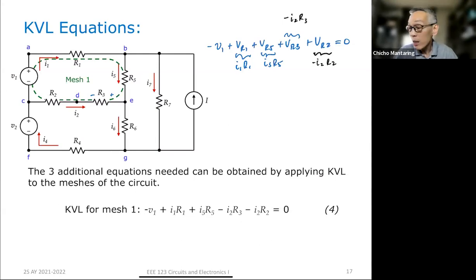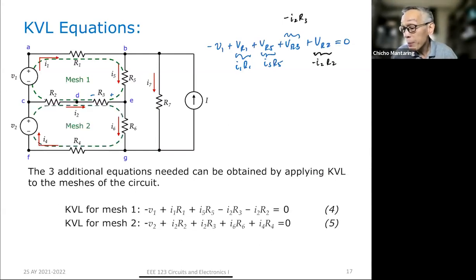Okay. So for mesh 2, you're going to get something similar. Minus V2 plus I2 times R2 plus I2 times R3 plus I6 times R6. Well, this time the polarities agree with the directions of current, plus I4 times R4 is equal to 0. Okay, how many meshes do we have in this circuit? We have 4. But we only need 3 KVL equations.